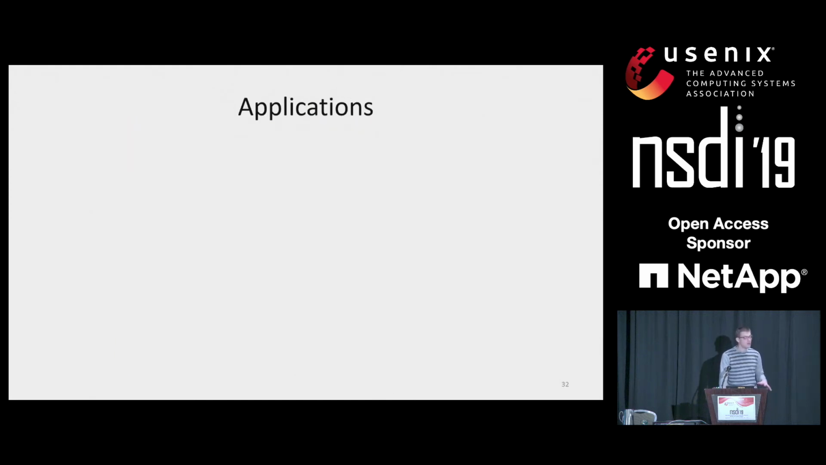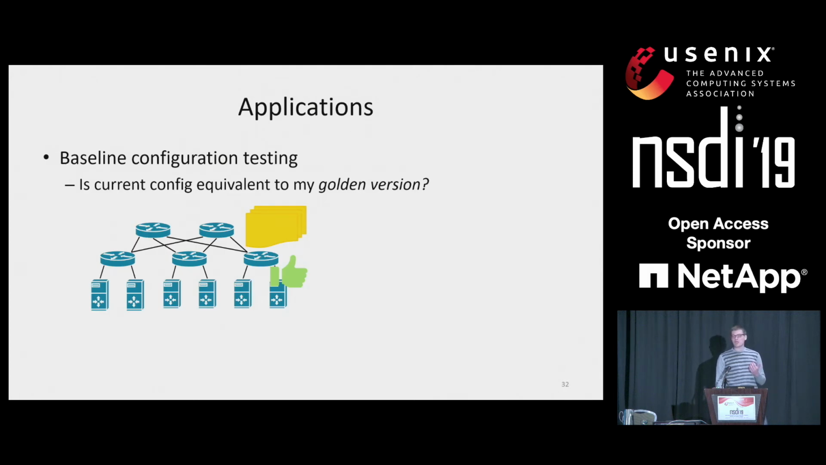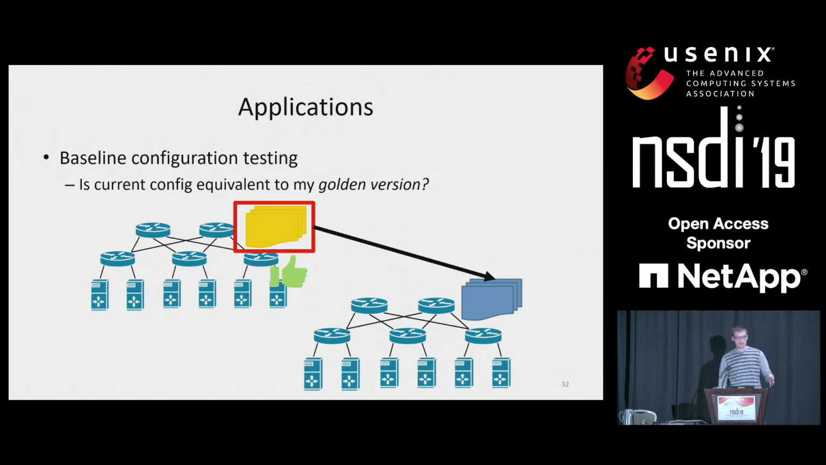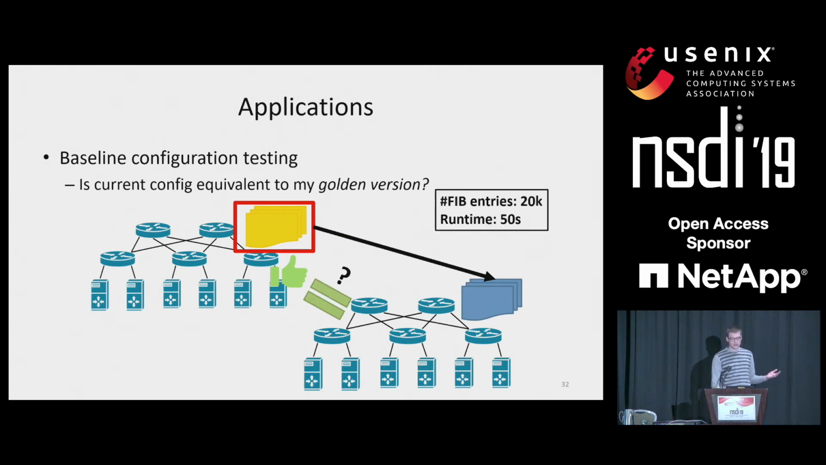OK, so now that we've seen how netdiff works, let me just show you some applications that we found really interesting in our evaluation. So the first application would be baseline testing. So what this means is that at some point, the administrator has managed to correctly configure his network in such a way that it's correct. He's tested it, and it's great. And now he'd like to change some of his configs. And the question is, are these two data planes still equivalent? Because if they are, the administrator can still be confident that his network works correctly.